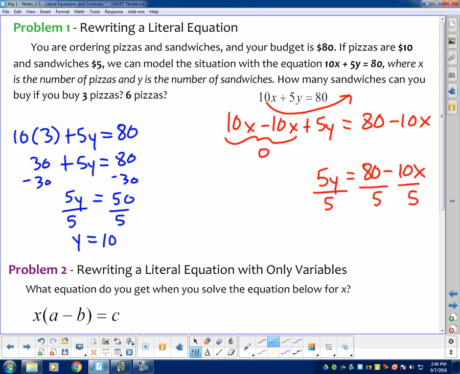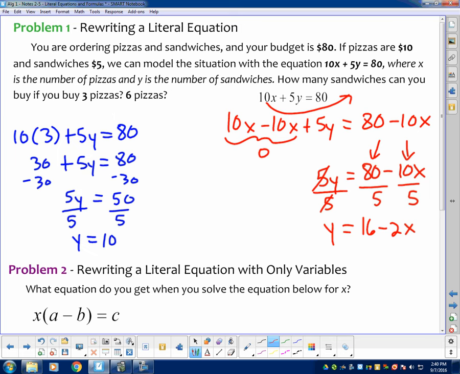When I am dividing each side by 5 to get 1y on the left, I need to divide each and every term. A term is separated by a plus or minus sign, but divide each and every term by that number 5. 80 divided by 5 is 16. 10 divided by 5 is 2. Keep the negative sign. And there's my equation, y equals 16 minus 2x.